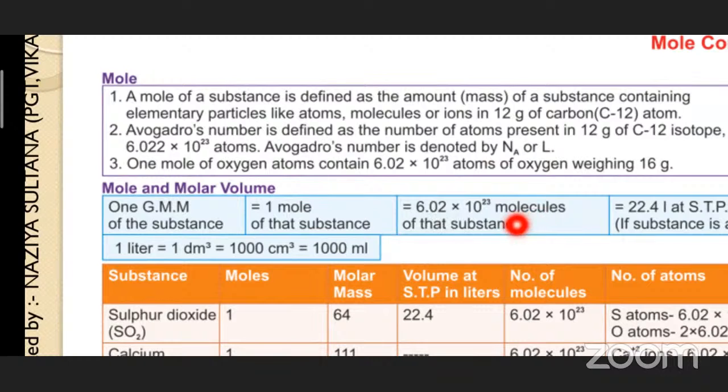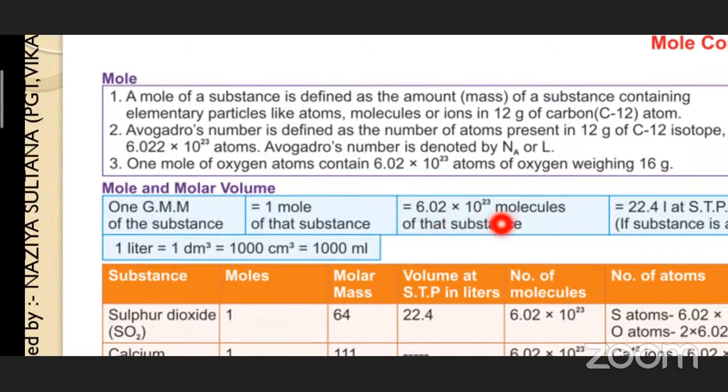Whenever we say 1 mole of a substance, it means the weight will be equal to the molecular weight of that substance. And 1 mole will have Avogadro number of particles. So what is Avogadro number? 6.02 into 10 to the power of 23.